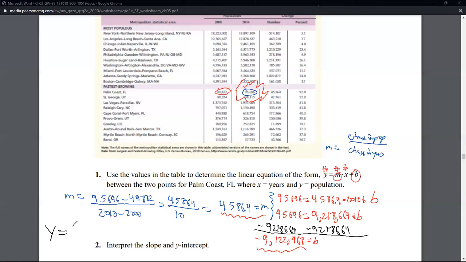The M was the 4586.4. Sorry if you hear that siren. They heard I was doing math, so they're coming to get me. 4586.4 X, that's the M and the X.